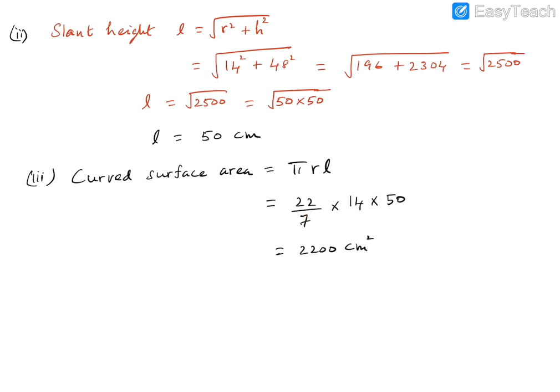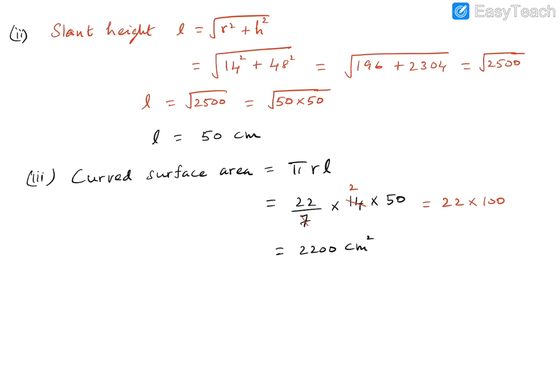So we can do some simplification here. The 7 goes into 14 two times, so it's 22 into 2 into 50. So it's basically 22 into 100. So I'm just showing the steps here. 22 into 2 into 50 is 100. So 22 into 100 is 2200 centimeters square. Okay, so that's the curved surface area of that particular cone.